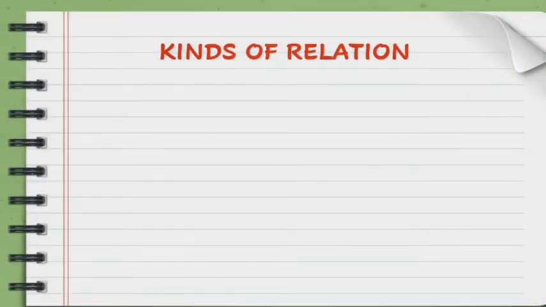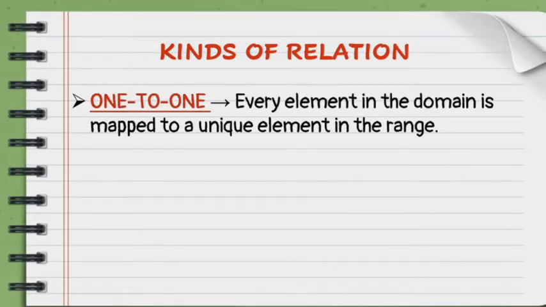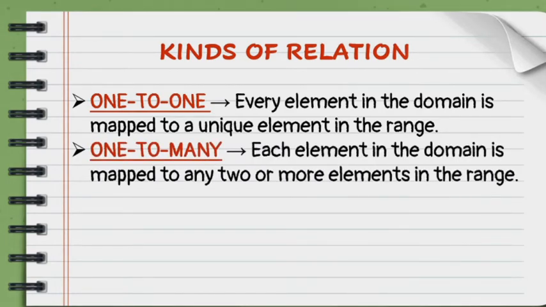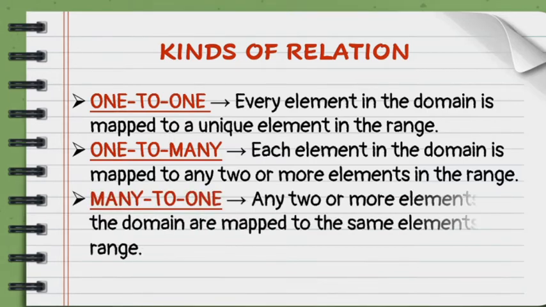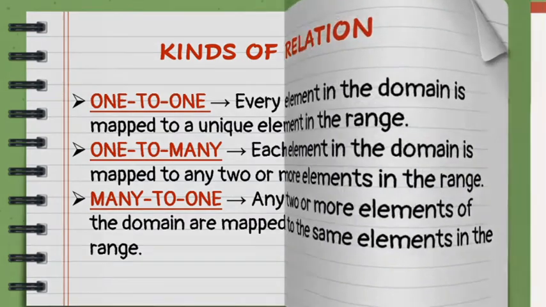And then, we have different kinds of relation. So, yung pinakita ko kanina ng mga correspondence, yun na yung kinds ng relations. We have the one-to-one. So, every element in the domain is mapped to unique element in the range. So, one-to-many, each element in the domain is mapped to any two or more elements in the range. And then many-to-one, any two or more elements of the domain are mapped to the same elements in the range. So, pinakita ko na yung example. So, ito lang yung meaning niya.